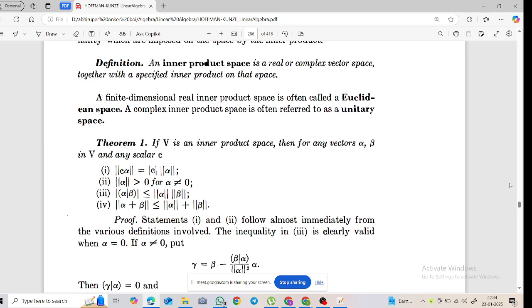The definition of an inner product space is clearly a real or complex vector space together with the specified inner product. Okay. A finite dimensional real inner product space is often called a Euclidean space. A complex inner product space is often called a unitary space.